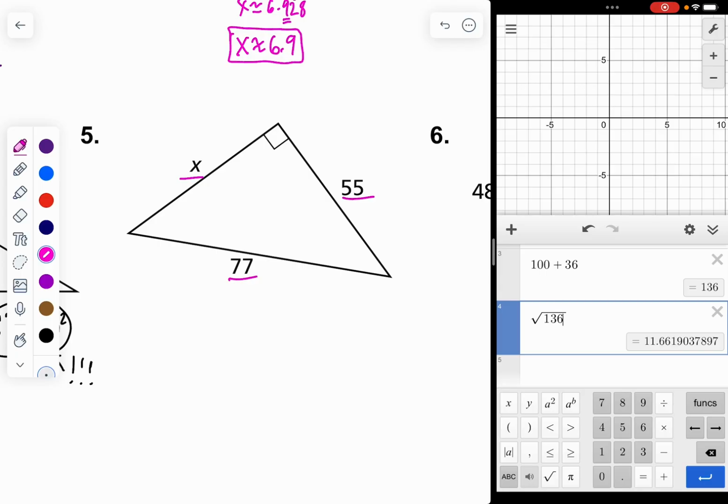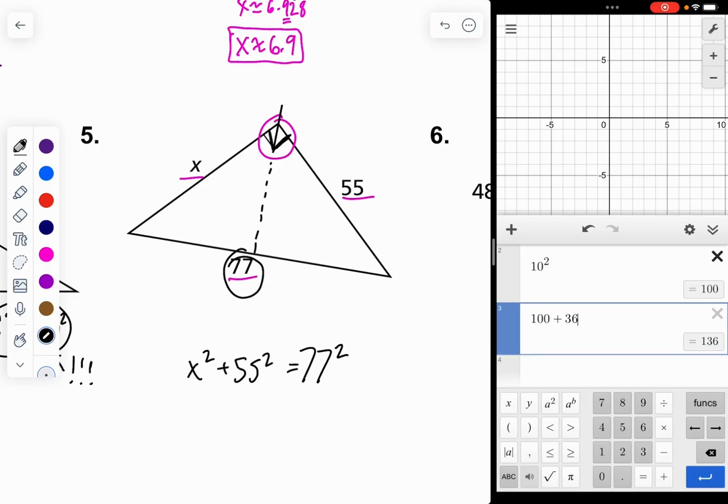X squared, 55, here's the right angle. The right angle will always point you towards where your hypotenuse is. If you even take that and you draw an arrow like this, it'll point you to where your hypotenuse is. In this case, the hypotenuse has a number in it. So that means that 77 squared is going to go on that other side of the equal sign by itself. X squared plus 55 squared is going to go right over here together. Those are the two legs.